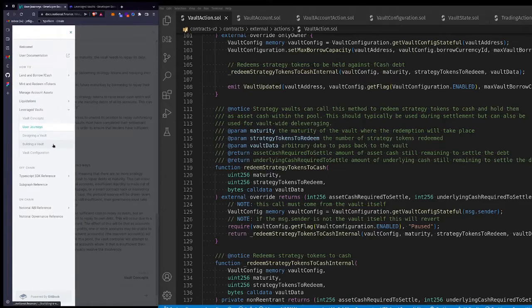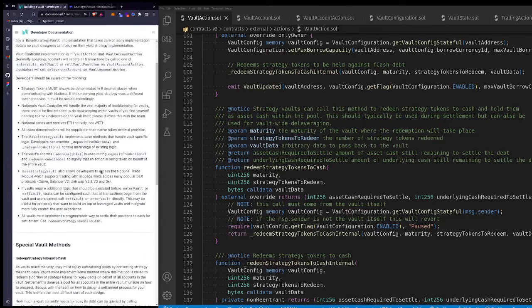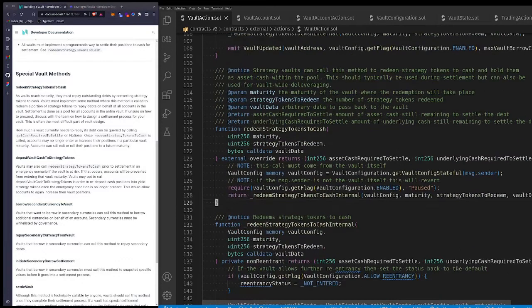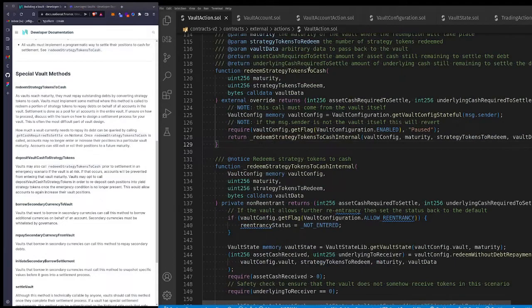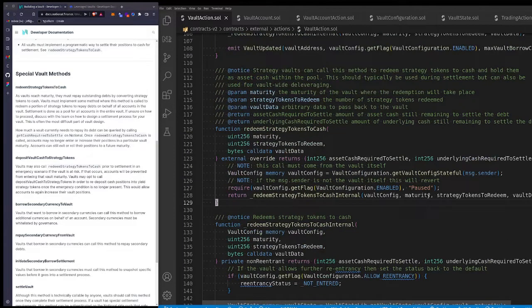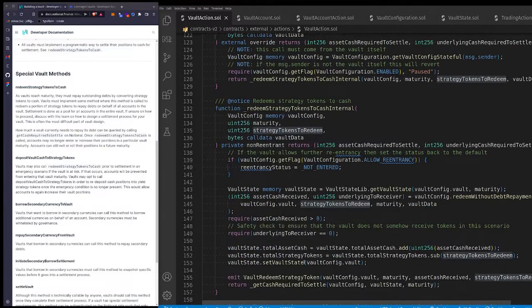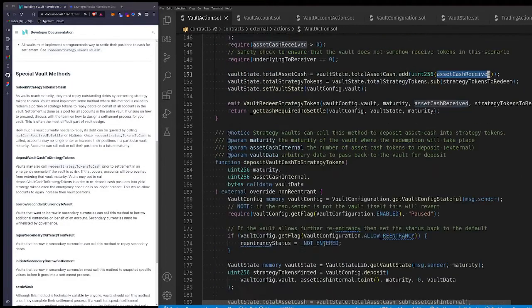So the last thing we'll talk about here is building a vault, and specifically the special vault methods that are available to strategy vaults. And we'll take a look at the strategy vault interface a little bit as well. So we've already discussed redeem strategy tokens to cash. This is how a vault can de-risk its position or begin its settlement process as well. In this method, some amount of strategy tokens are redeemed in return for cash.